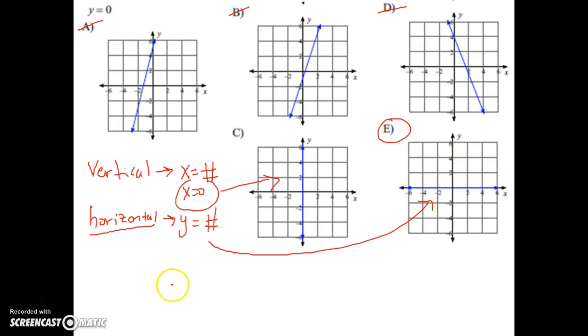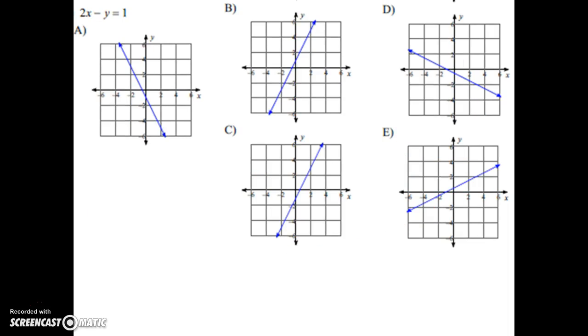But similarly, if we wanted to say y equals 4, that would look like a horizontal line up here at 4. So nice horizontal line at 4. That's the equation for y equals 4. So any horizontal line is going to be y equals a number. Any vertical line is going to be x equals a number.